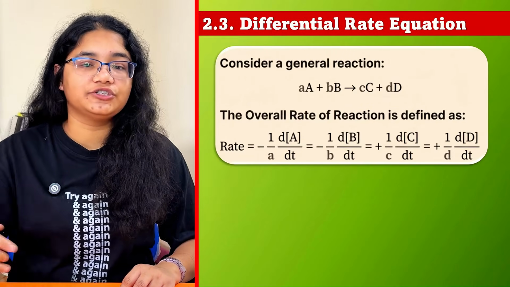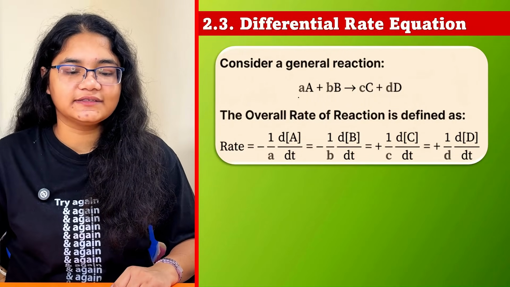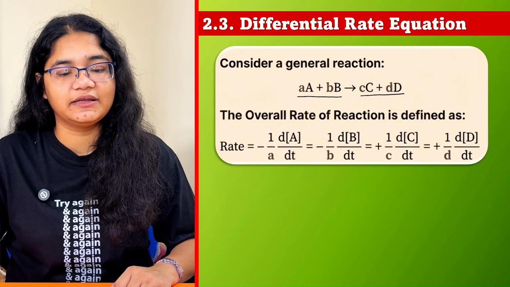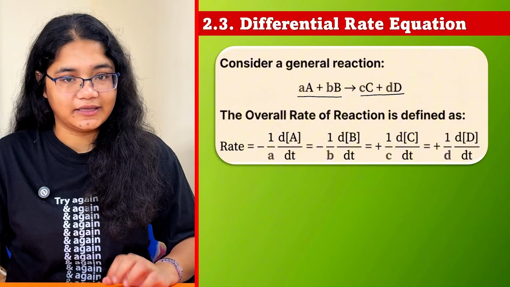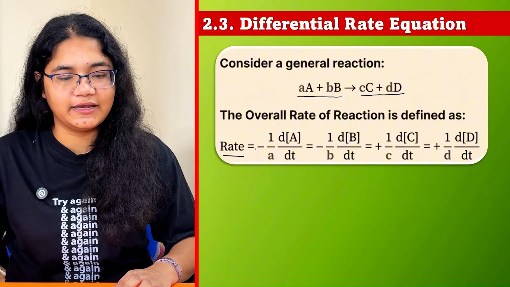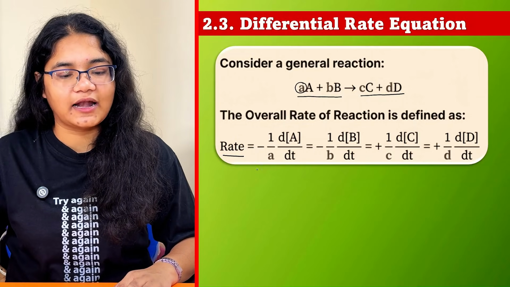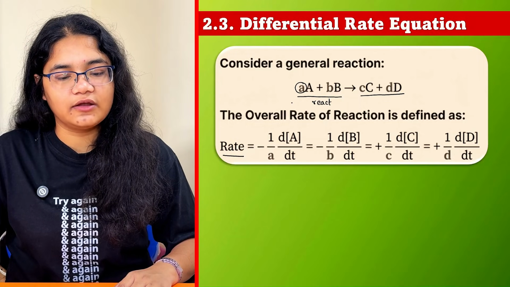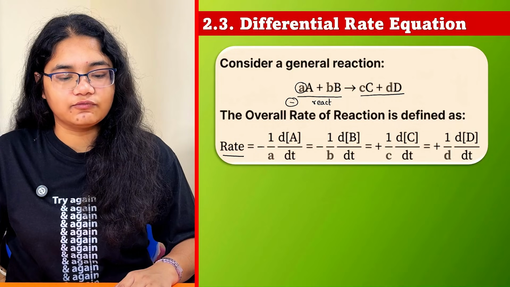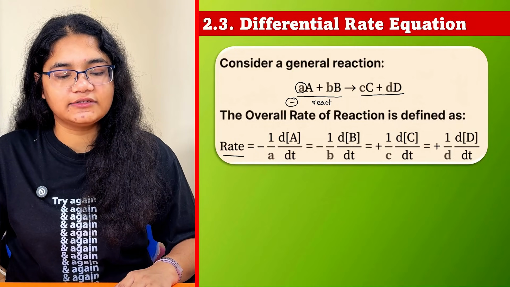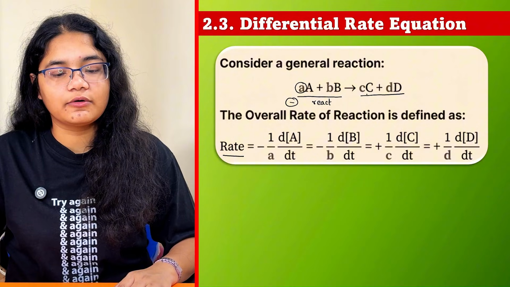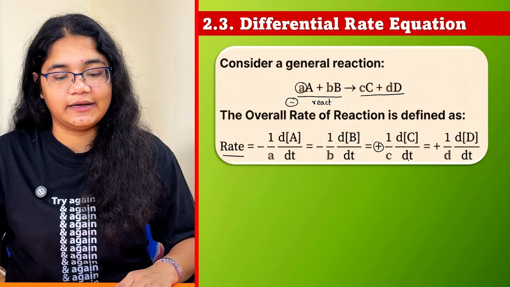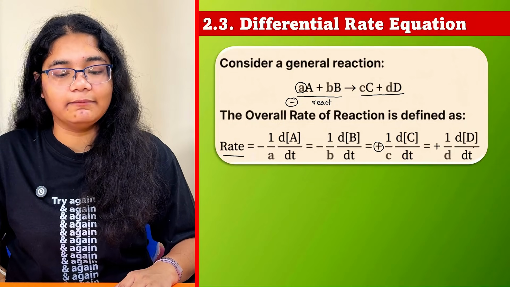Now let's talk about the differential rate equation. Let us consider a general reaction like this: A plus B gives C plus D. Now the rate of this reaction can be written as, whatever coefficient is there will go in the denominator. Since these are reactants, we have to use the sign minus. So minus 1 by a dA by dt is equal to minus 1 by b dB by dt is equal to, now for C I have to use the sign plus because it is on the product side, plus 1 by c dC by dt is equal to plus 1 by d dD by dt.